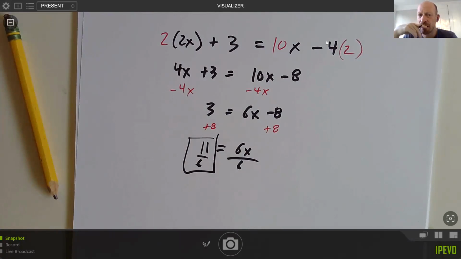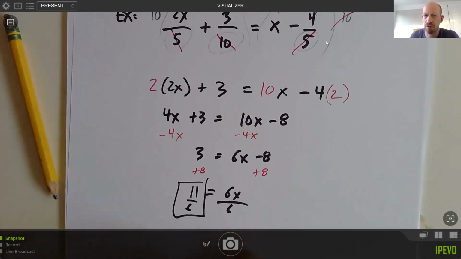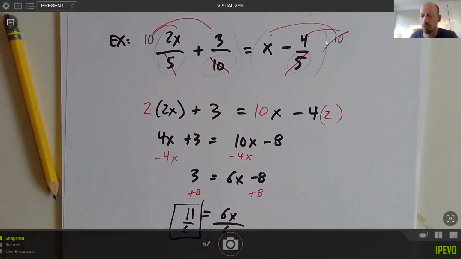Does that answer the question? Is that a similar enough problem to what was done in the video? No, yeah, that helped a lot. I just got confused about the 10 part and how exactly that functioned later in the equation, but I got it now.